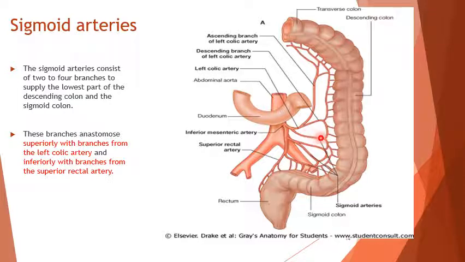So this upper sigmoid branch is anastomosing with the descending branch of the left colic, and the lowermost one anastomoses with the branch from the superior rectal artery. This is the superior rectal artery, that is the continuation of the inferior mesenteric artery. So the lowest sigmoid artery anastomoses with the superior rectal artery.